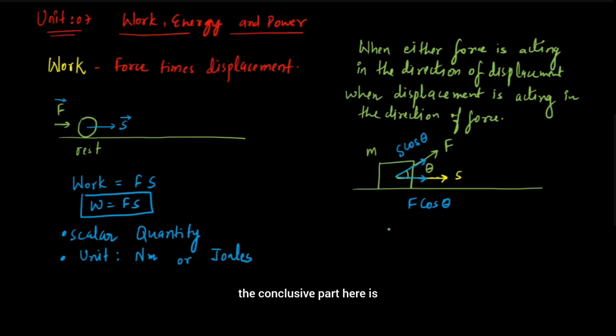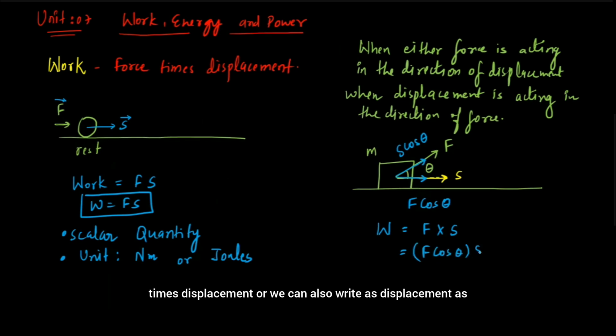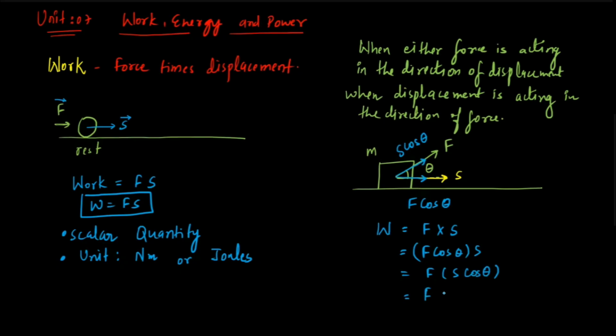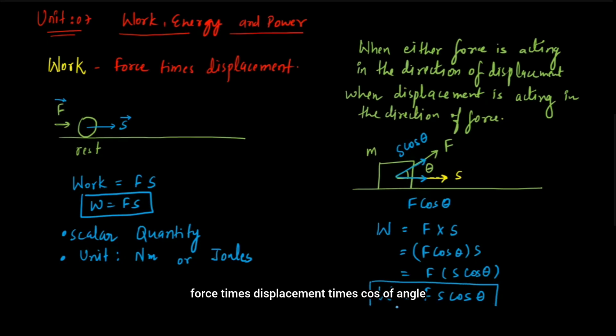So the conclusive part here is that work is either force in the direction of displacement or displacement in the direction of force. Force in the direction of displacement can be written as F cos theta times displacement, or we can also write displacement in the direction of force as S cos theta. So work is defined as force times displacement times cos of the angle between the force and displacement. This is the most important part about work. Work is only defined when we are talking about force or displacement in the direction of displacement and force.